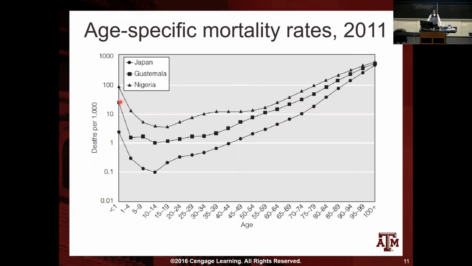Guatemala has higher levels than Japan. Of course, the data here is old, but what I'm trying to show is more variation by age. And we can also see variation between the countries. Guatemala is higher, declines, and increases afterwards. The same pattern you also see for Nigeria.